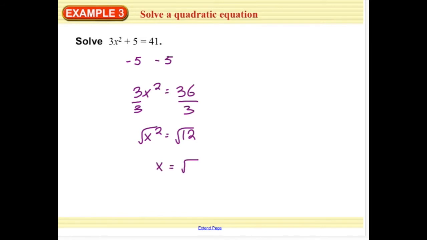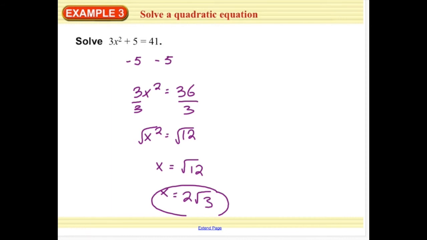Take the square root of both sides, so x equals the square root of 12, or x equals 2 square root of 3. And we got that answer because 4 times 3 equals 12. Pull out the perfect square, which is 4, so that gets the square root of 2, and what we're left with is the radical of 3.